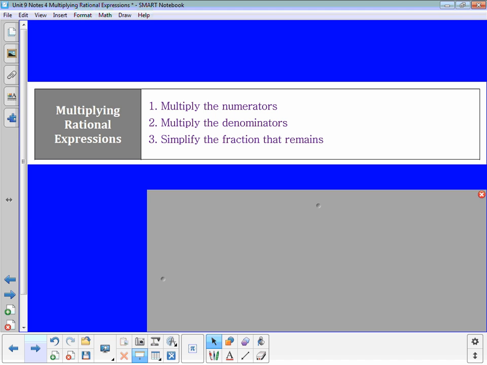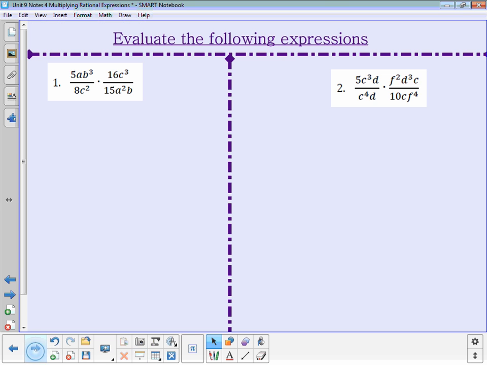So here are our steps for multiplying rational expressions. First thing we want to do is multiply the numerators. We're going to multiply the two numerators together. We know how to do this, whether it be multiplying binomials or multiplying monomials. Next is to multiply the denominators. That's going to follow the same process as step 1. Next, we're going to simplify the fraction that remains. That third step is really just pulling together what we did yesterday. So let's go ahead and take a look at this.